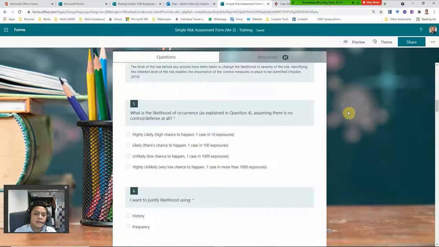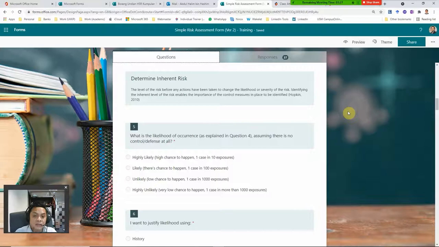Inherent risk is the level of risk without any control measures. For example, if you are driving a car and you want to know the inherent risk of the car, then you have to take out all the safety features of the car. What is the risk of driving a car without brakes, without signal lamp, without a clear windshield, without good working tires? That would be the inherent risk.